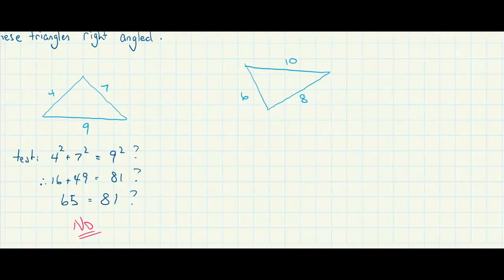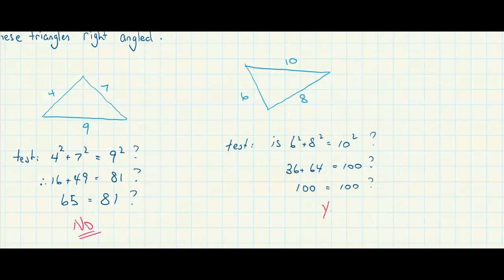Okay, do a PDP on this question here, 6, 8, 10, and then come back and let's check our answers. All right, here we go. Test. Is 6 squared plus 8 squared equal to 10 squared? I've got a feeling it is. 36 plus 64 equal to 100. Yes, indeed it is.